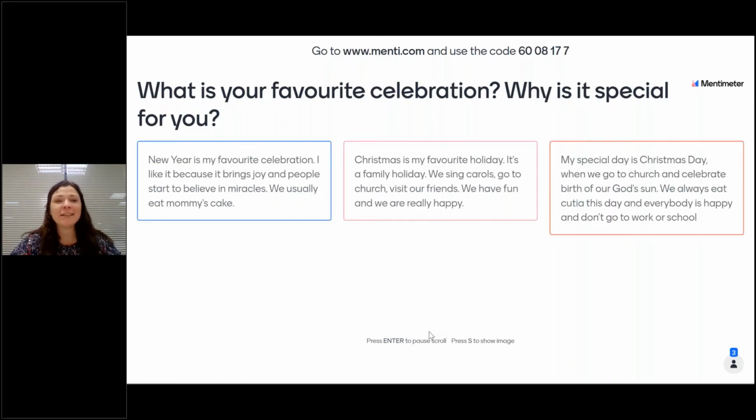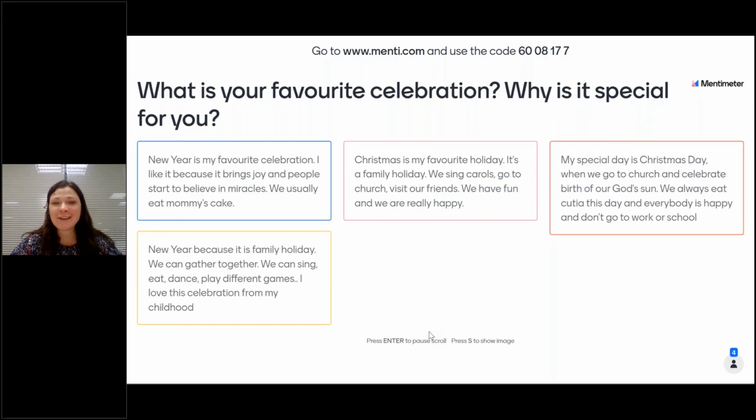New Year is my favorite celebration. I like it because it brings joy and people start to believe in miracles. We usually eat mommy's cake. Christmas is my favorite holiday. It's a family holiday. We sing carols, go to church, visit our friends, we have fun, and we are really happy. My special day is Christmas Day, when we go to church and celebrate birth of our God's Son. We always eat kutya this day, and everybody is happy and doesn't go to work or school.